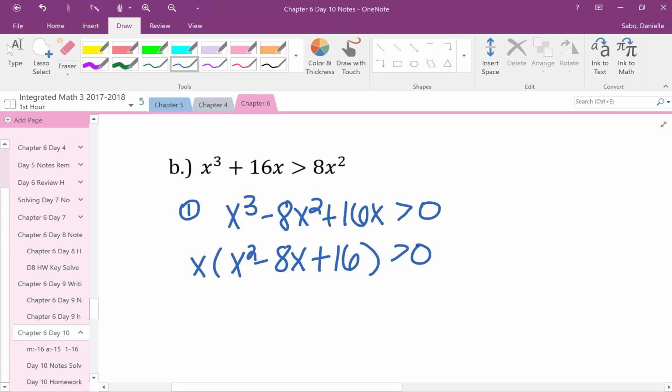Okay, so from here, go ahead and factor this piece because that's really all you need to do right now. You have to factor the x squared minus 8x plus 16. That one should be an easy one because your leading coefficient is 1. You ask yourself what multiplies to 16 and adds to negative 8.